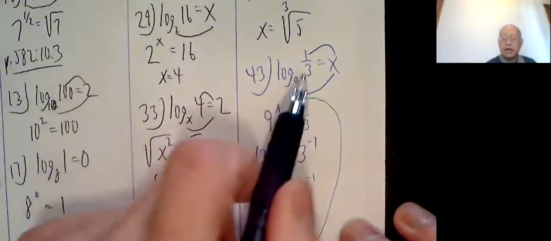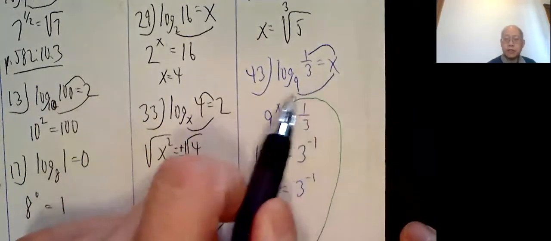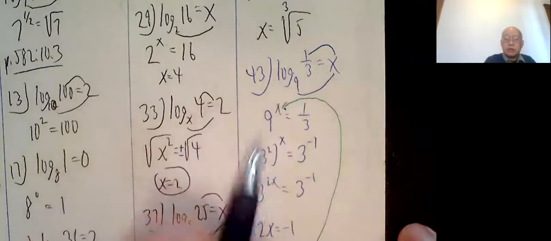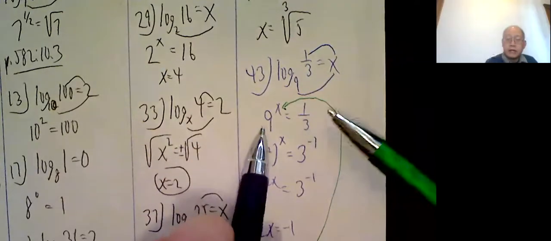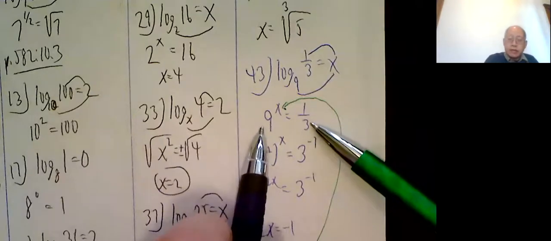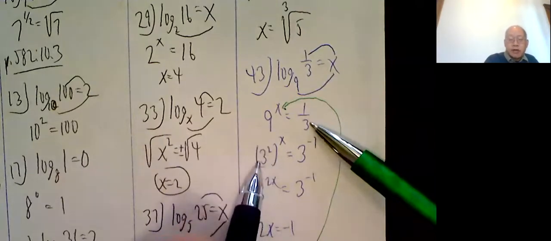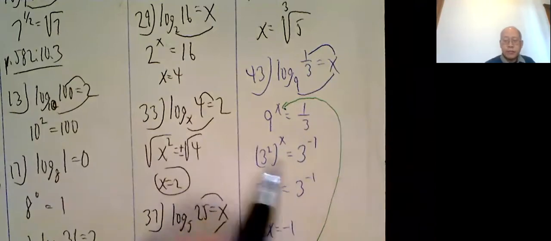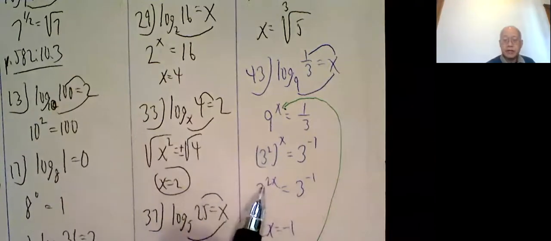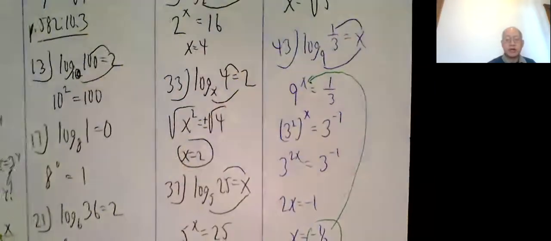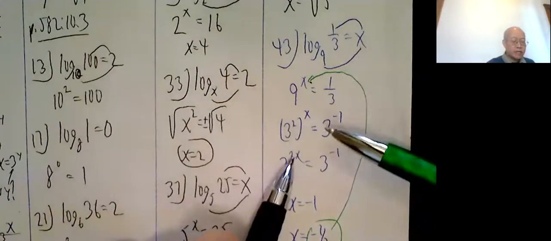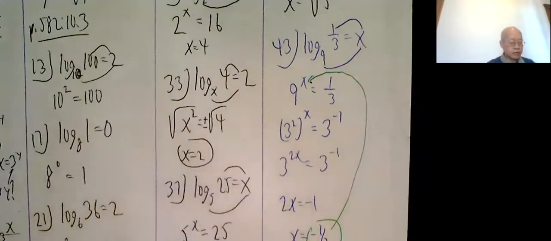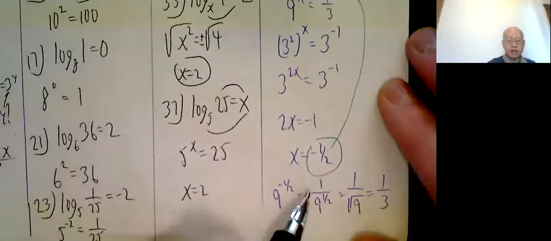Okay, log base 9 of 1/3 equals x. Unscramble it. 9 raised to the x equals 1/3. Okay, so try to get both of these to be the same base. 3 looks like a good base. 9 is 3 squared, so this is still 9 to the x. 1/3 is 3 to the -1. I can multiply these two. So 3 to the 2x equals 3 to the -1. And that's what I want. I have 3 to something, 3 to something, so I can equate these two exponents. 2x equals -1. x equals -1/2.